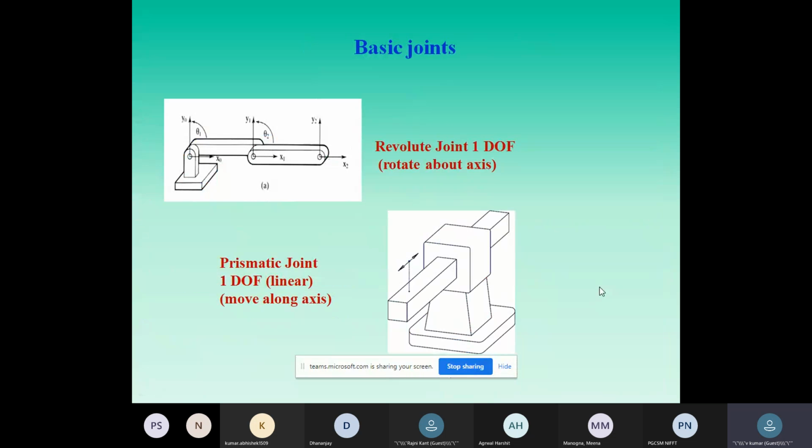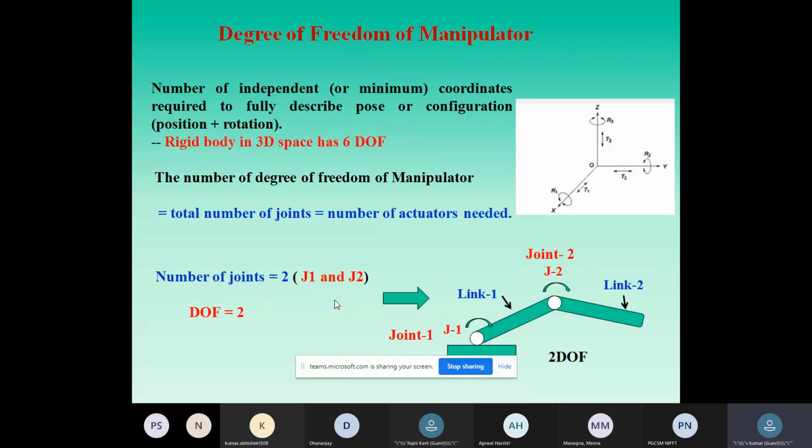So what type of joints do we use occasionally for a manipulator? Revolute type and prismatic type. Revolute type means revolve about one axis, and prismatic means translate about that axis. That is the prismatic type. Quick revision I will do. What is degree of freedom? Do you know degree of freedom?